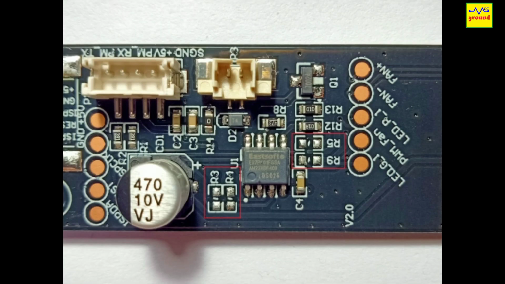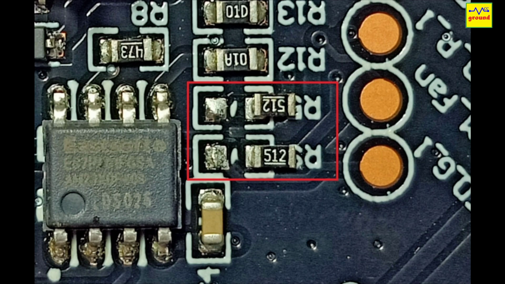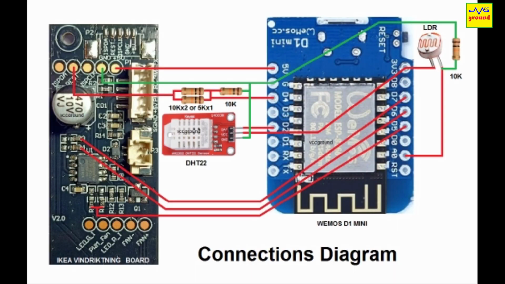Here, I have removed all the four resistors from the board. And here, they have been shifted to the other sides of the pads, like this. Now, we need to make connections of this board to the D1 mini board along with some other sensors and components as shown in this diagram. You can pause the video and take screenshots for reference.